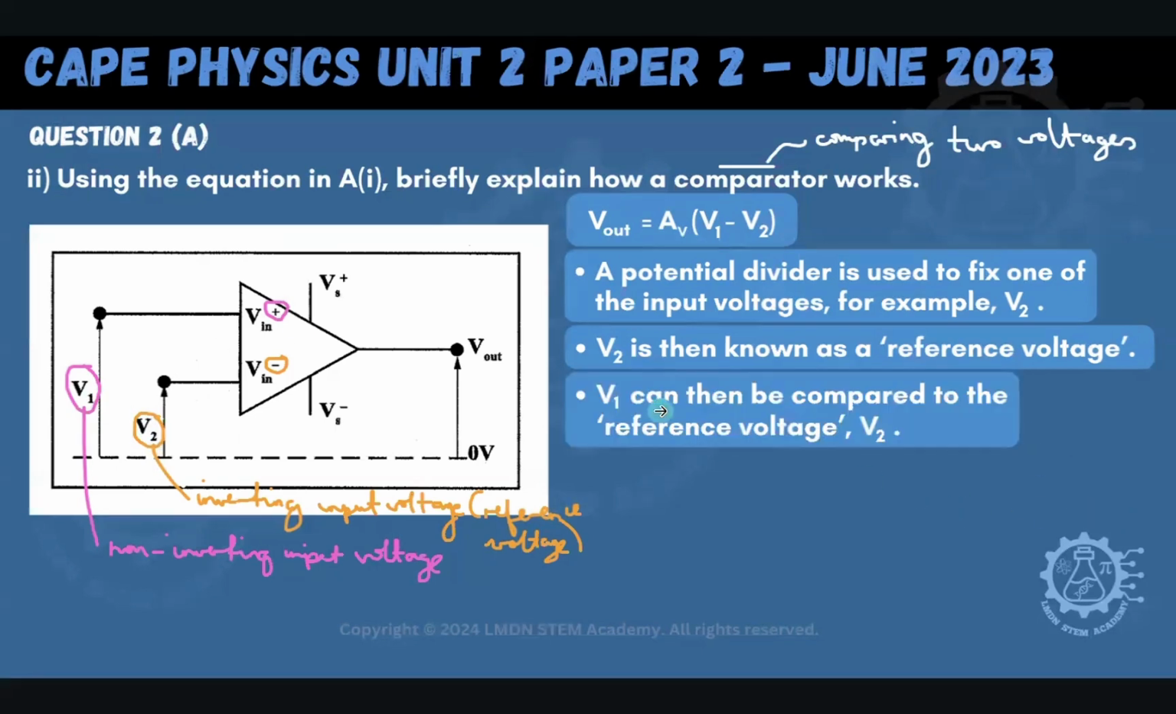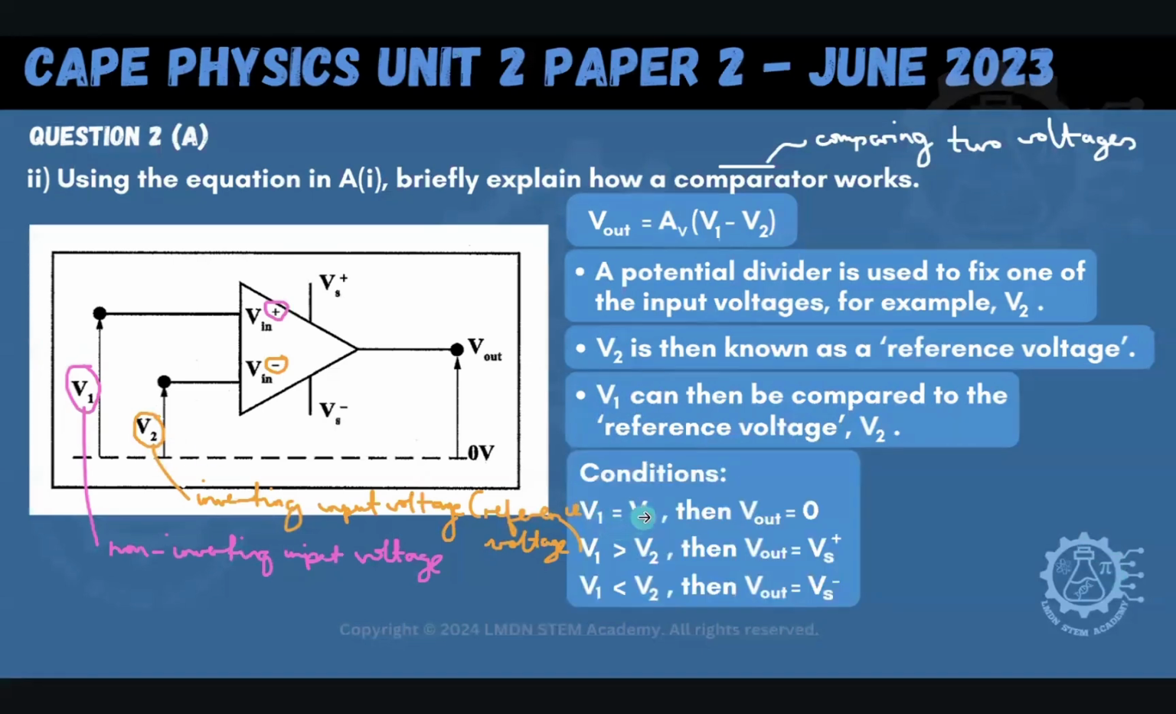So here it is. V1 can then be compared to the reference voltage V2. Here are the conditions again, explicitly. V1 can be equal to V2. And if V1 is equal to V2, let's come back up here to our equation. If V1 and V2 are equal, what does that mean? This whole thing would be 0. There would be no difference between them, so your V out would read 0.